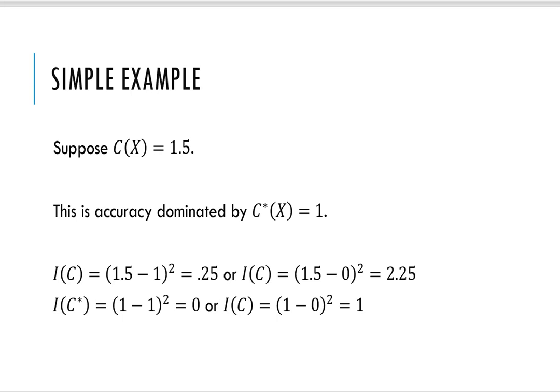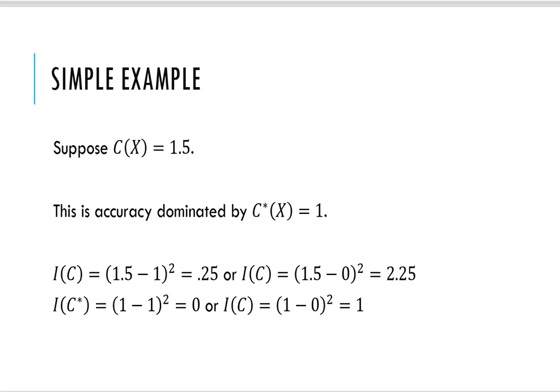Let's measure the inaccuracy of each of these credence functions. There are two different cases, because it might be that x is true or it might be that x is false. That is, the truth value of x might be 1 or the truth value of x might be 0. So we can compute the inaccuracy of C and of C star in each of those two cases. We compute the inaccuracy of C, and we see it's either 0.25 if x is true, or 2.25 if x is false. Then we compute the inaccuracy of C star, and we see that it's 0 if x is true, and it's 1 if x is false.